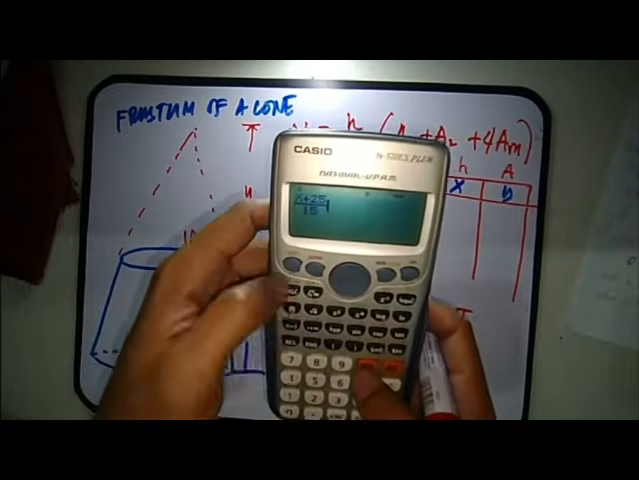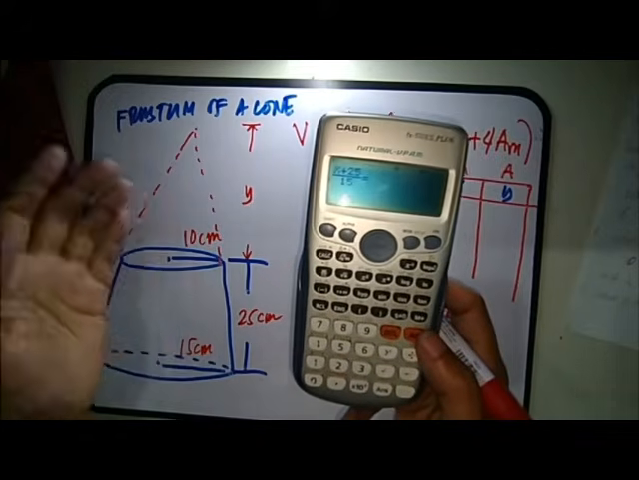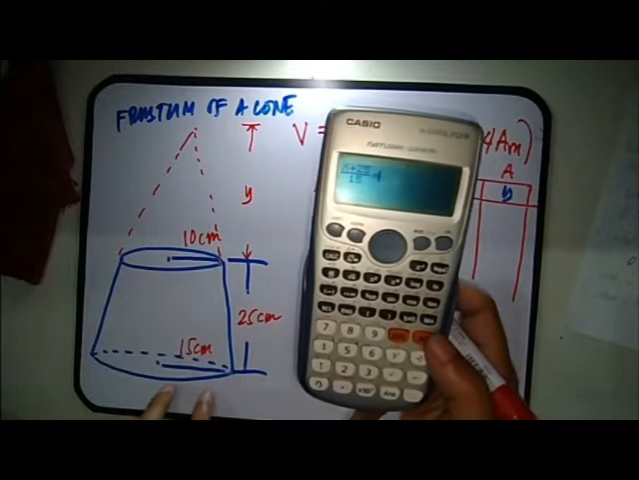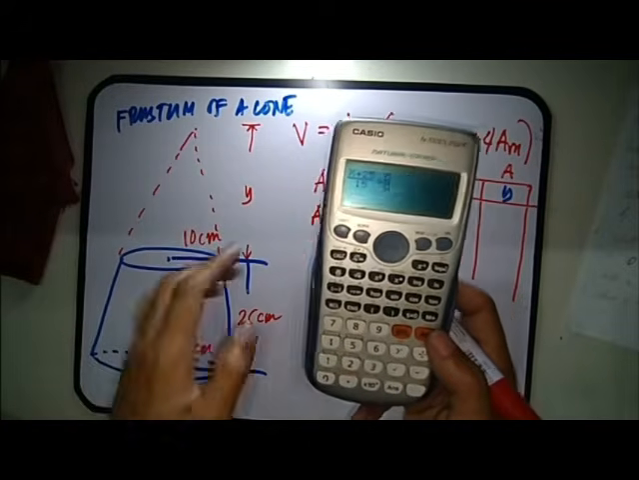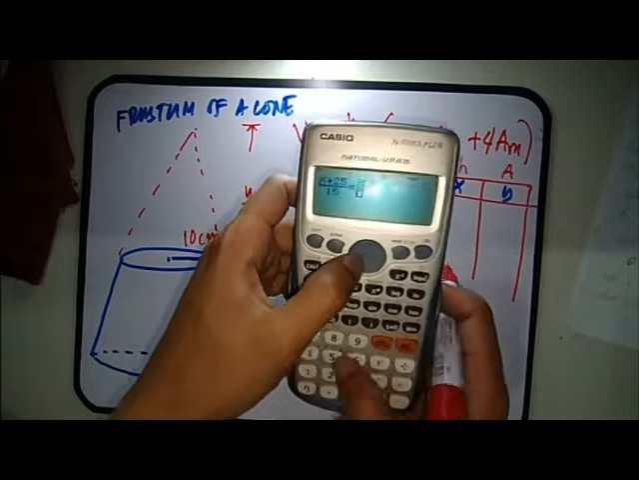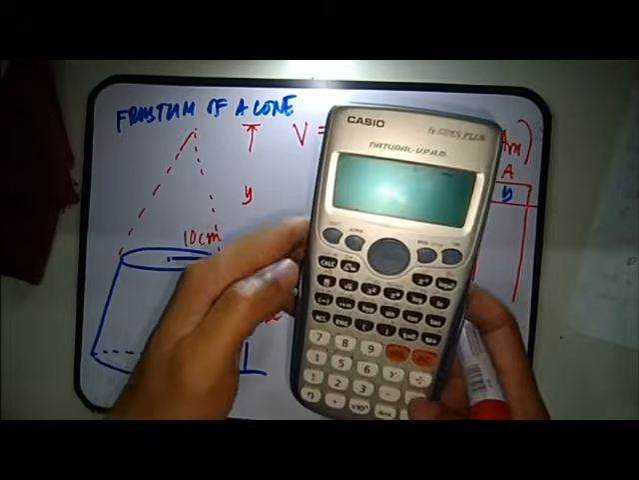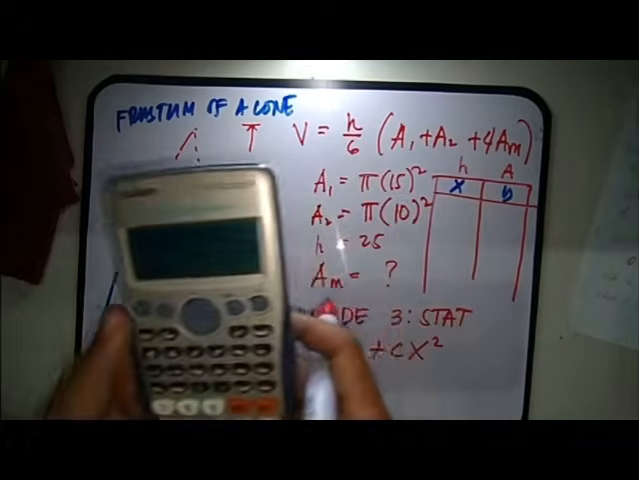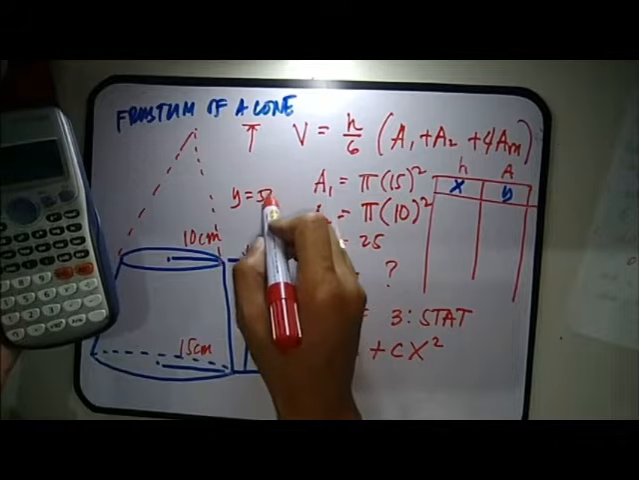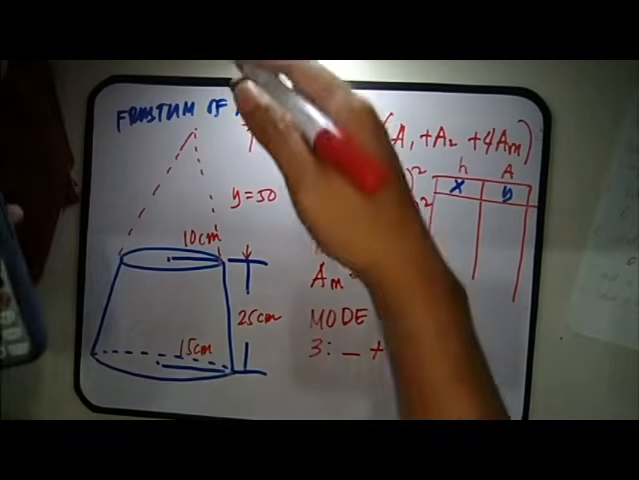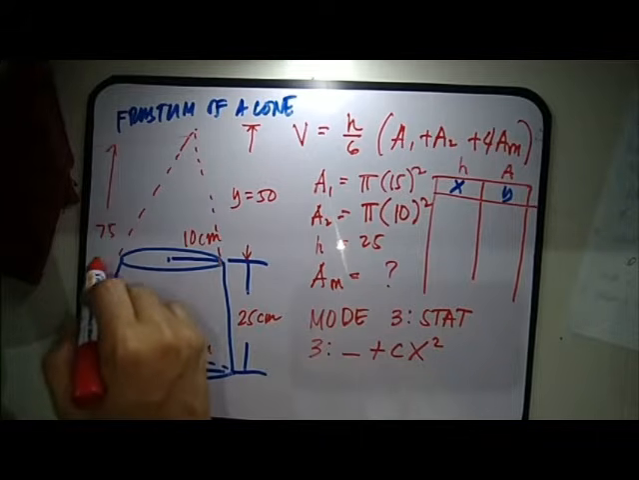So ratio and proportion kasi similar triangle siya, di ba? So yun ay y plus 25 all over 15 is proportional to y over 10. Alpha x over 10. So shift solve lang natin siya. So we have 50. The y here is 50. So meaning ang total height niya is 50 plus 25, so that is 75.